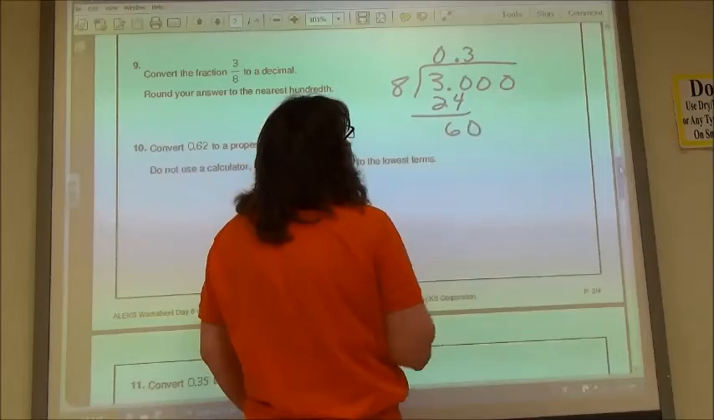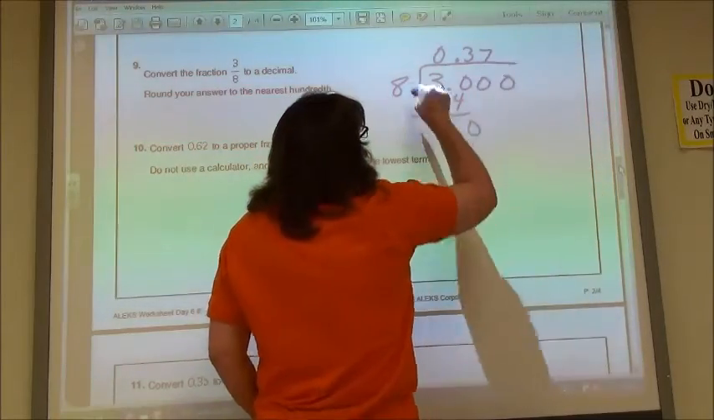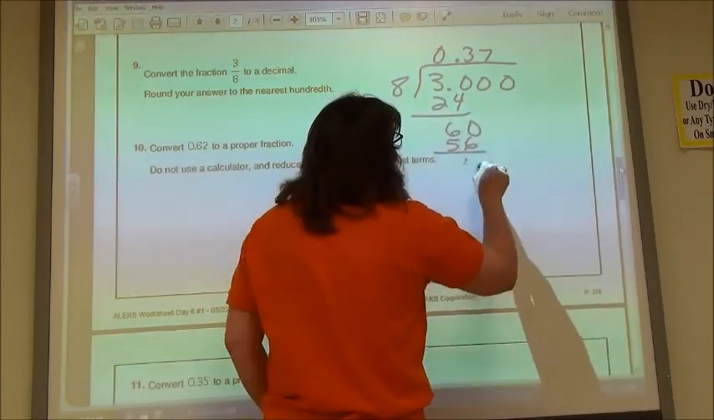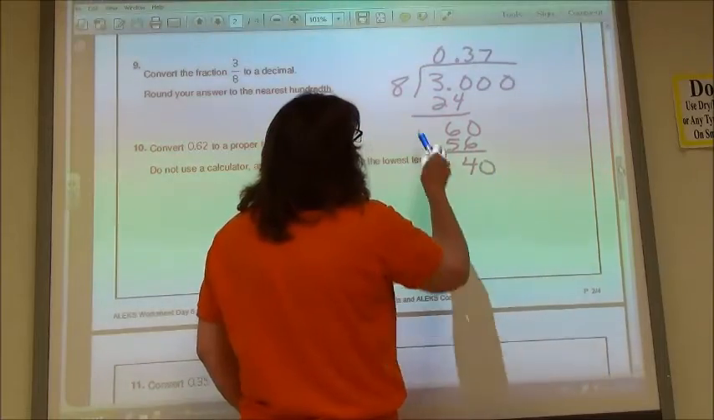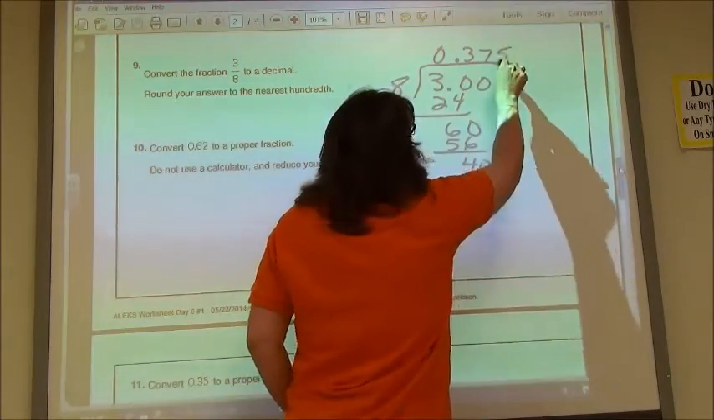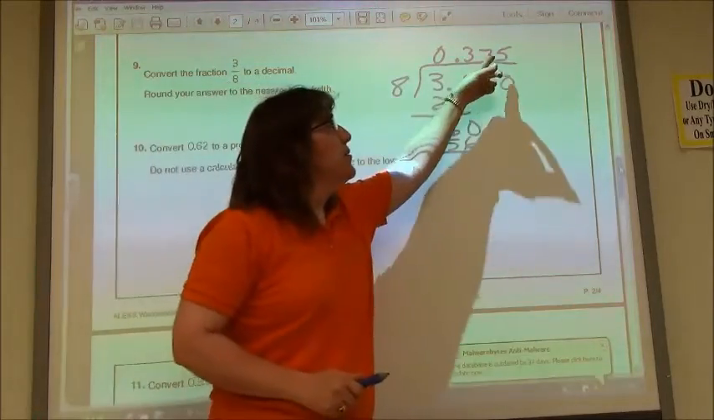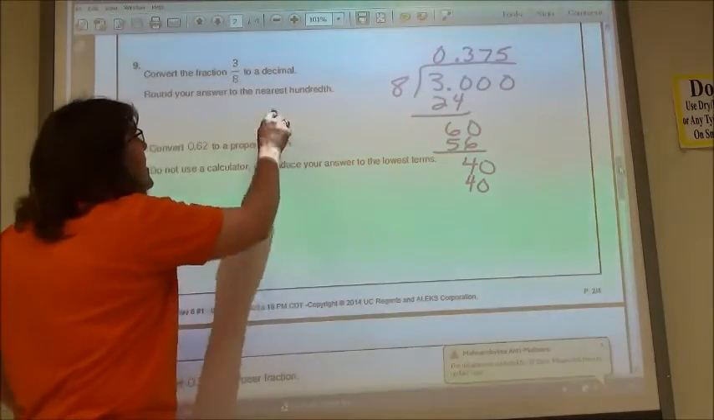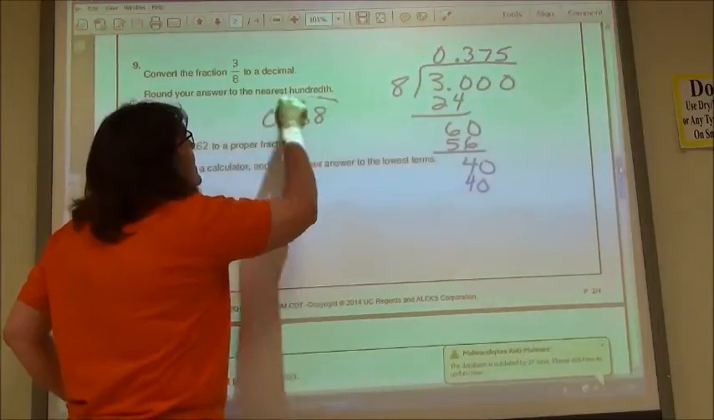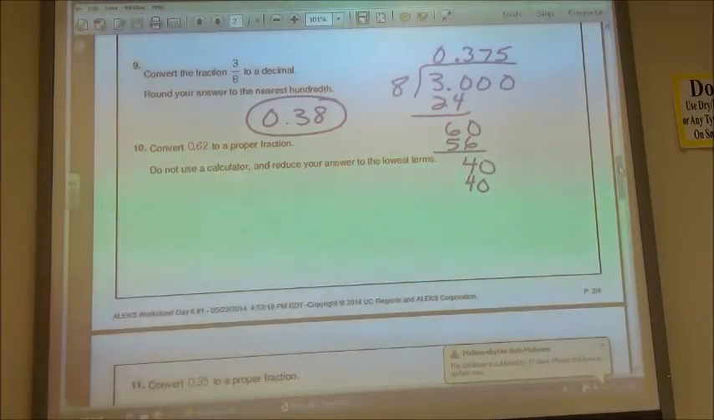8 goes into 60. 7 times 8 is 56, so I get a 4. Bring down my 0. 8 goes into 40 5 times. I do get 40, but I need to round it to the nearest hundredth. Since there's a 5 or higher behind that, 0.38 is where I'm going to round that off to. So 3 divided by 8, you get 0.375, which to the nearest hundredth, is 0.38.